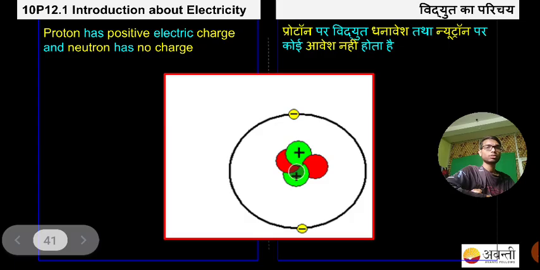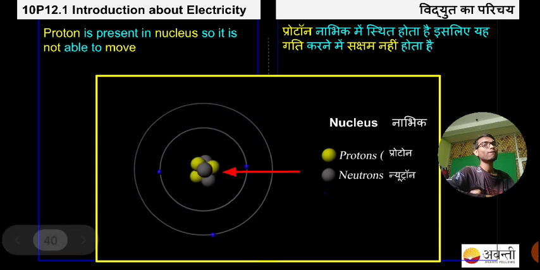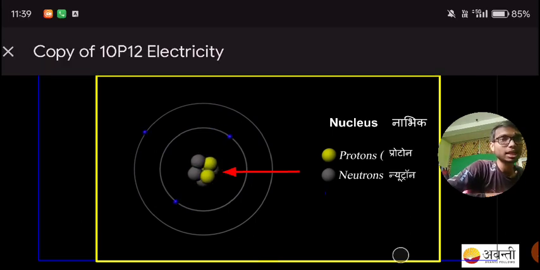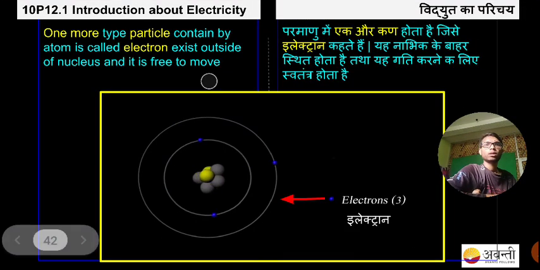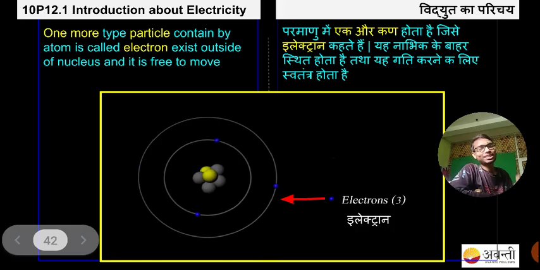These are protons. Protons have a positive electric charge and neutron has no charge. Remember, neutron has nothing, but proton has a positive charge. And this blue is an electron, which has a negative charge. Here is one more type of particle, electrons. This is the third particle, and it contains negative charges.